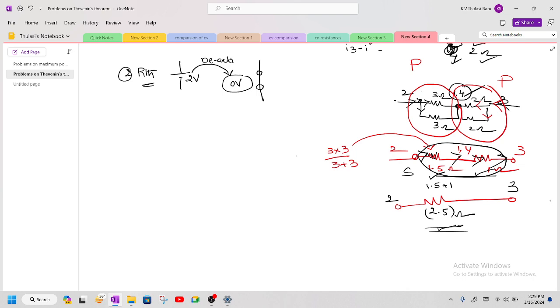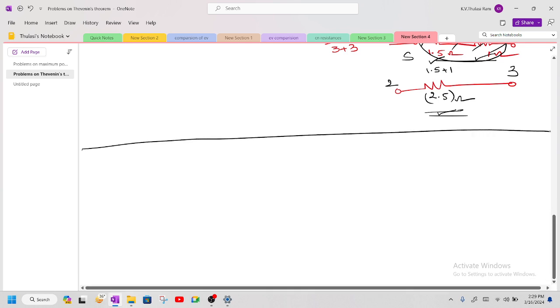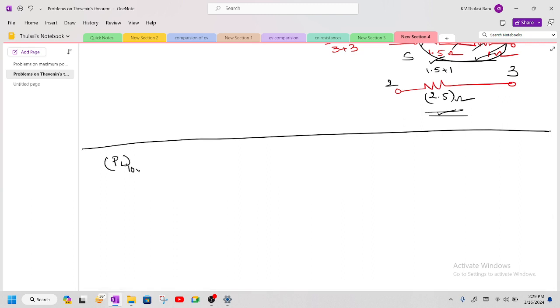Let us try to solve one more problem on Thevenin's theorem. The problem given is, find out the power loss across the load resistor 10 ohm using Thevenin's theorem. If the method is not specified, then you can use nodal analysis. Here, let's try to find it using Thevenin's theorem.